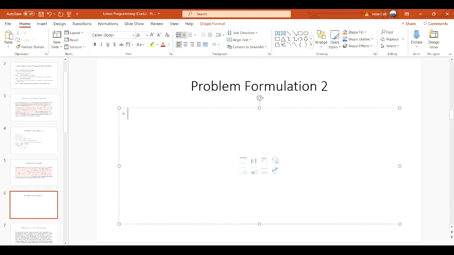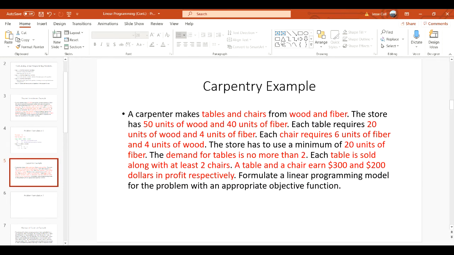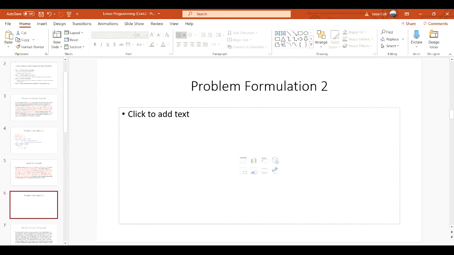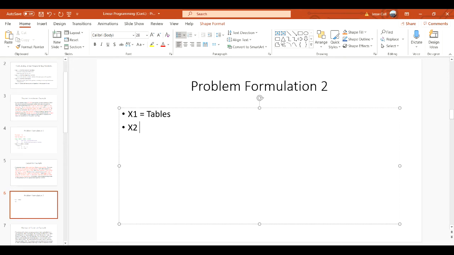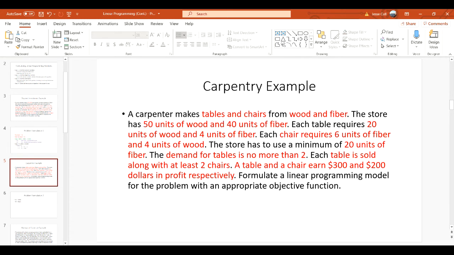And we have to select our decision variables. So in this situation, what are we deciding? We're deciding how many tables and how many chairs to make. Those become our decision variables. X1 equals tables, x2 equals chairs. Now we have to relate that information back to the real world.